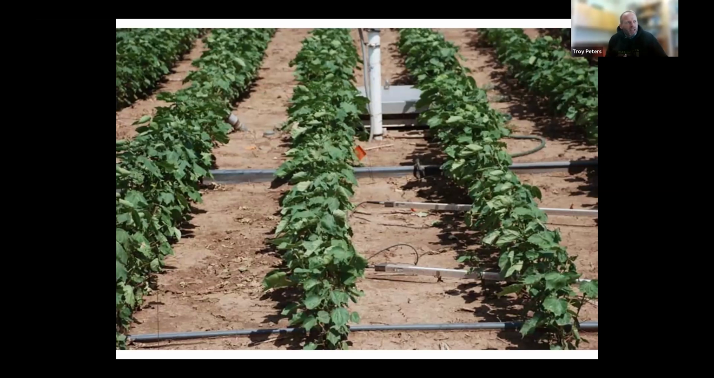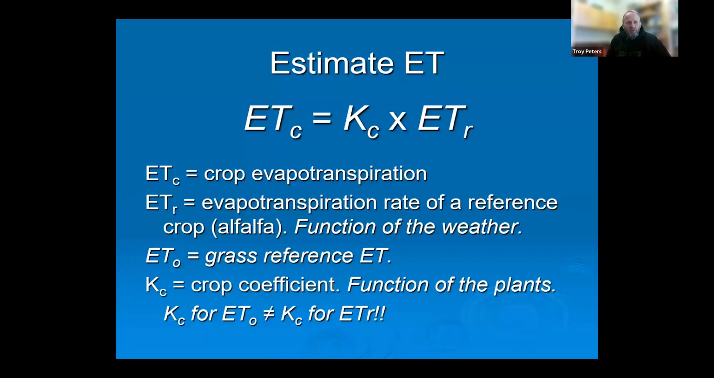There's other ways to directly measure or estimate crop water use for irrigation management, but those are also expensive, like eddy covariance towers. I'm not going to get into how those work, but suffice it to say it's expensive. But what we can do instead, and what most people do, is take weather data and use it to estimate how much water a reference crop is using.